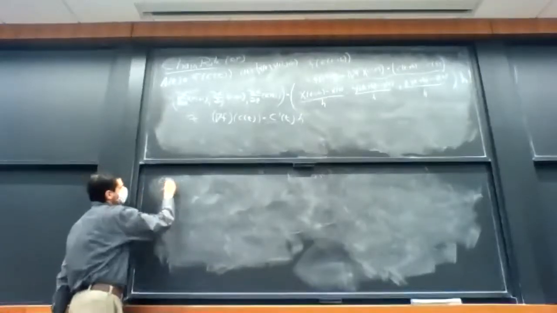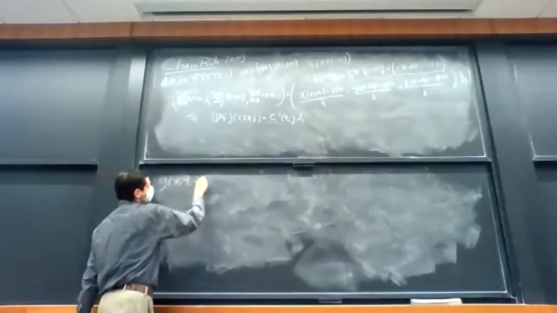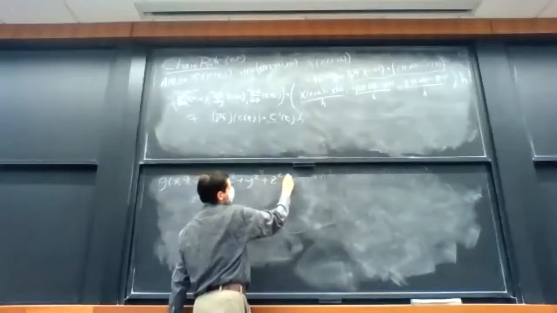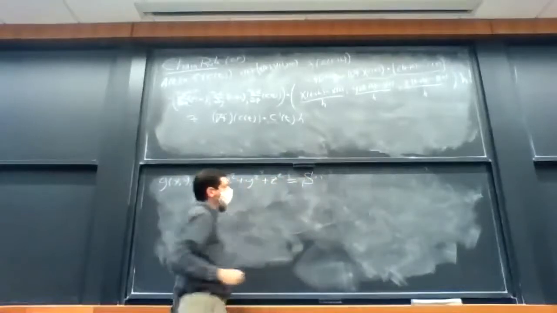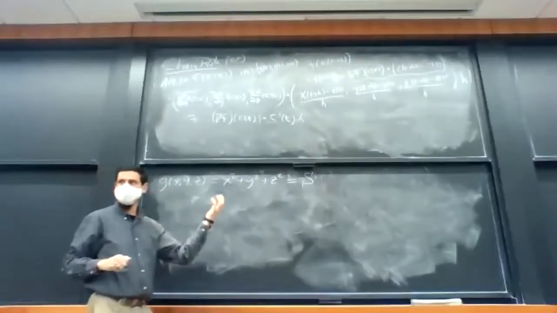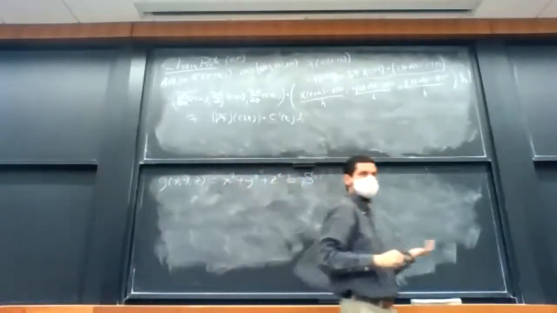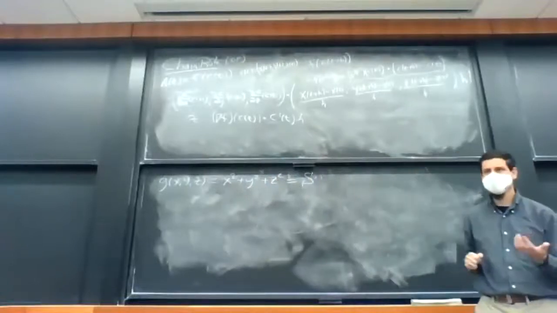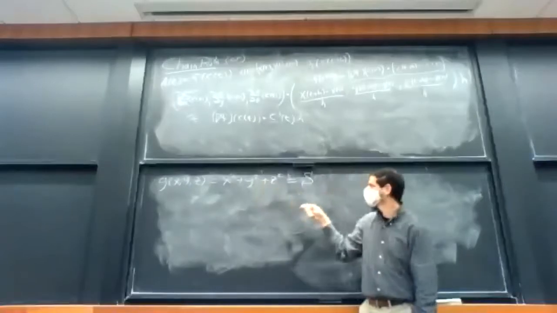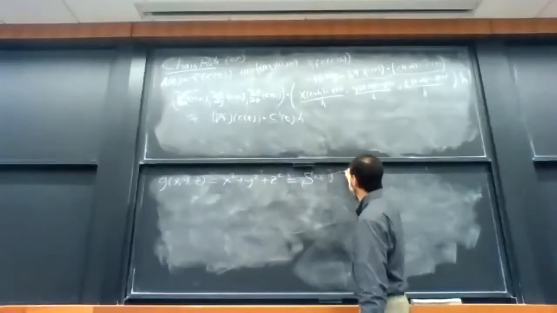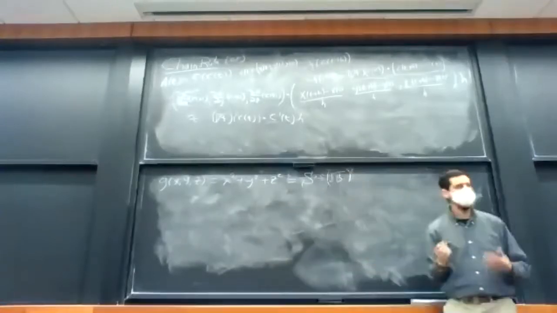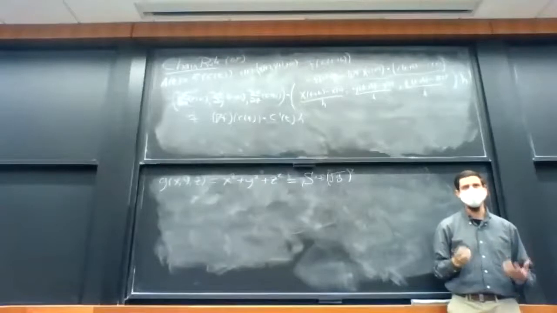So let's imagine g of x, y, z is the function x squared plus y squared plus z squared. I want to look at points where it equals s. So this is going to be a sphere of radius s. Nope. It's going to be what? A sphere of radius square root of s. As long as s is greater than or equal to 0, no problem.